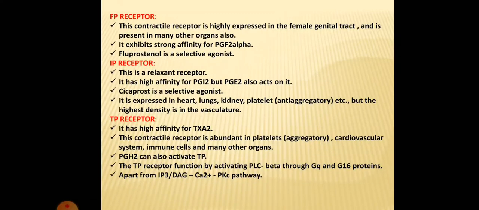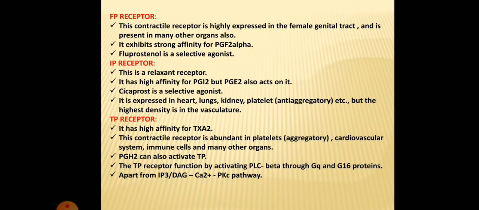Next is the FP receptor. This contractile receptor is highly expressed in the female genital tract and is present in many other organs also. It exhibits strong affinity for PGF2 alpha, and fluprostenol is a selective agonist of FP receptor.